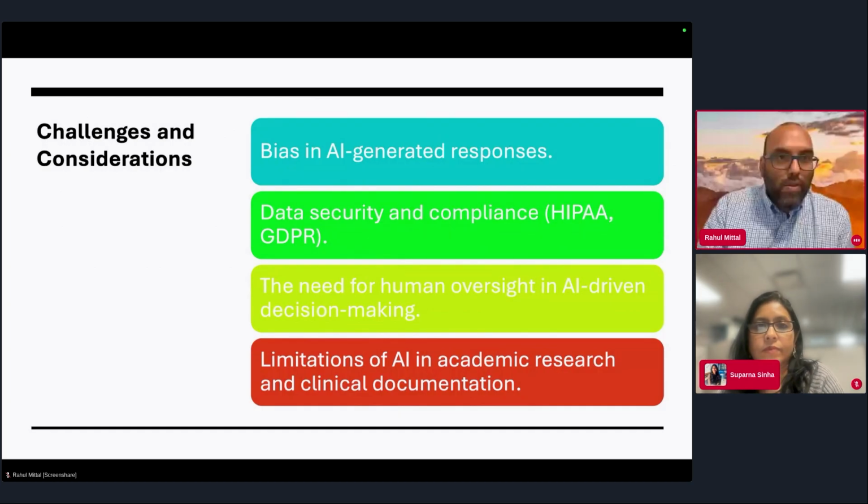It's also important to understand that there are challenges and considerations, especially about biases in AI generated responses, teaching our students about data security and compliance, the need at all times for human oversight in AI driven decision making, and the limitations of AI in academic research and clinical documentation.